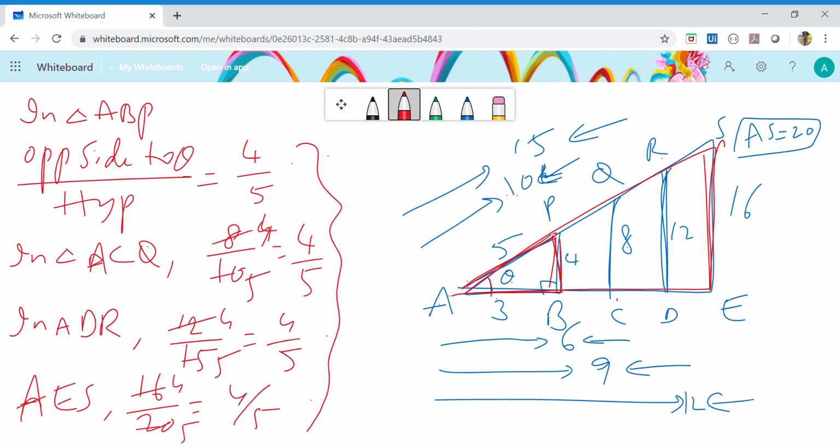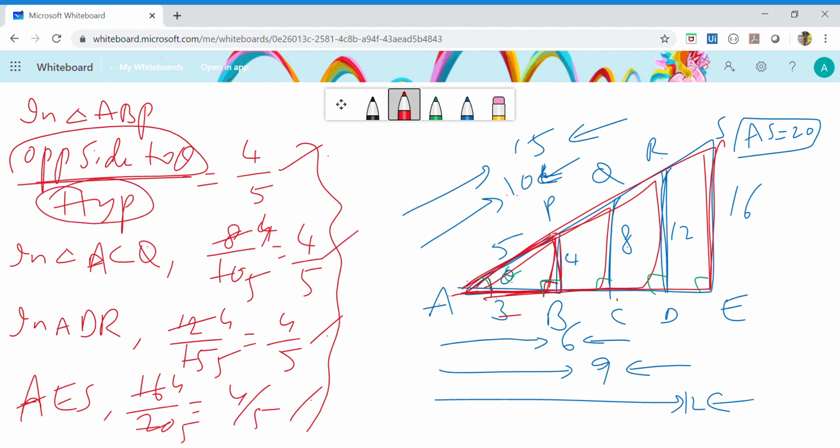The ratio of opposite side to hypotenuse is the same everywhere in all these right angled similar triangles. These are all similar triangles. We'll discuss this in similarity. If two angles are equal, then they are similar. This is 90 degrees, so one of the angles is 90 degrees. The theta is the same. So these are all similar triangles. In all similar right angled triangles, the ratio of opposite side by hypotenuse is the same.